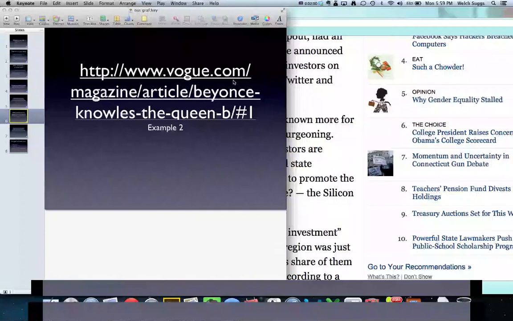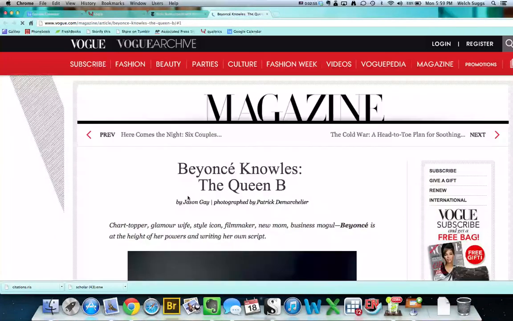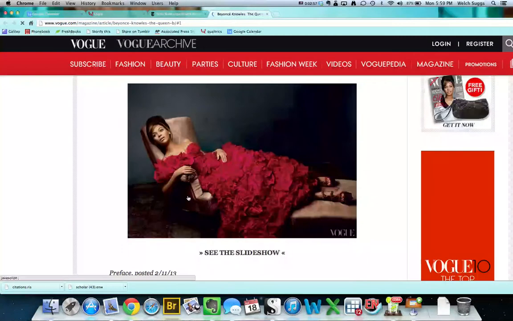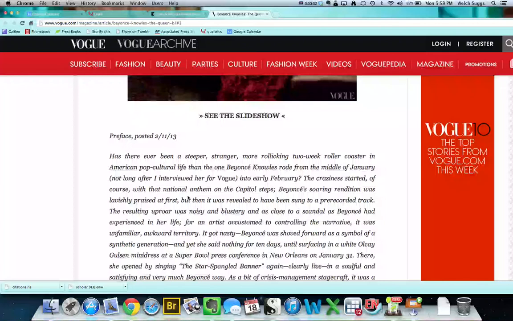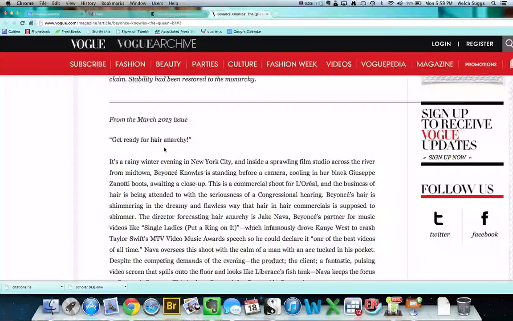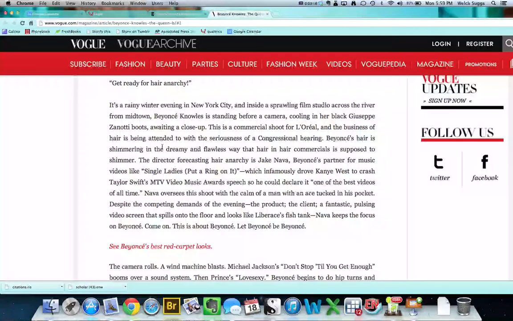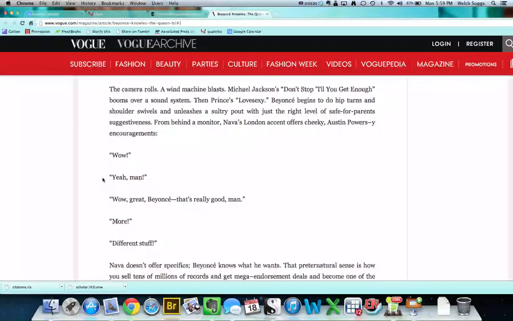Another example, just to show you all I don't just read news magazines, is in the New York Times. If you look at this piece on Beyonce, it's actually a little bit complicated because the story was written before the whole hullabaloo over her lip-syncing the national anthem and then what she did at the Super Bowl. So we skip over all of this. It leads with a quote, which I don't recommend, but we'll talk about that later. And it goes to a rainy winter evening, the camera rolls, a wind machine blasts, etc.